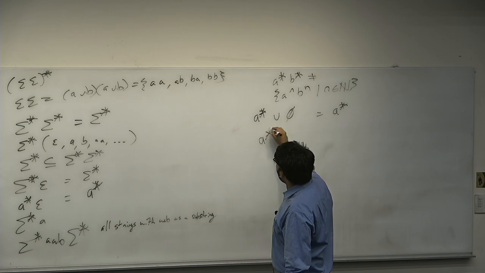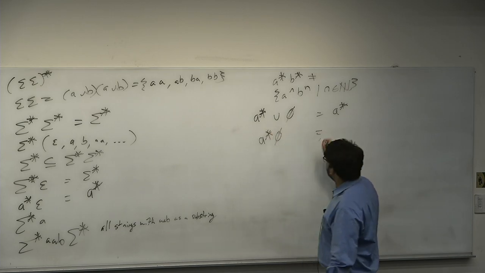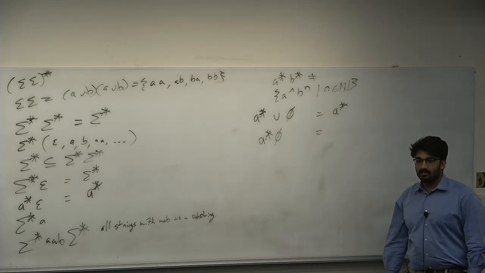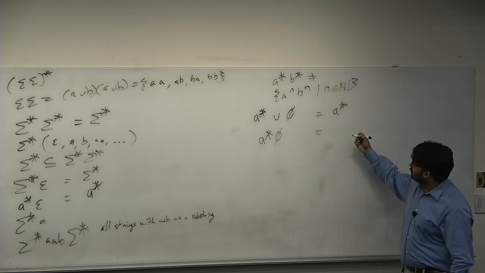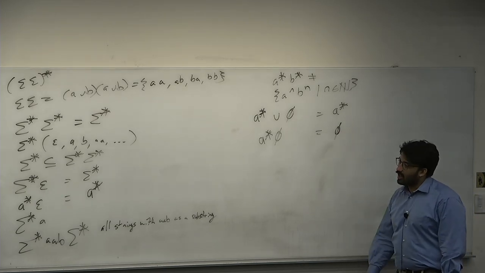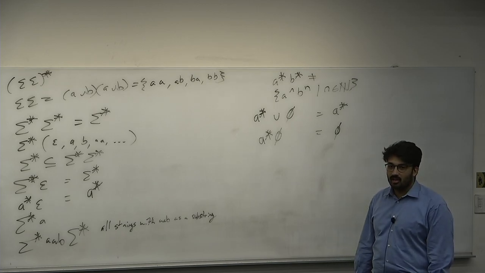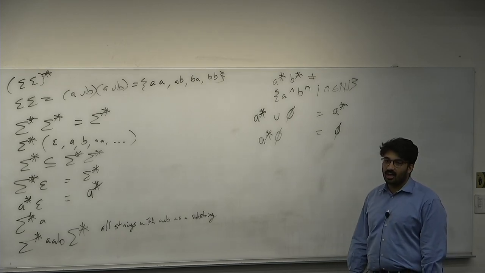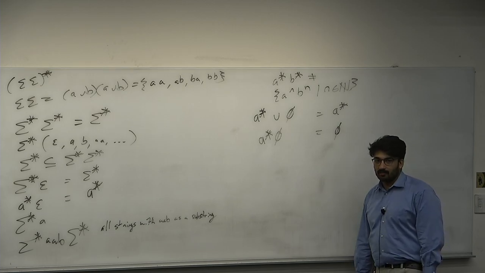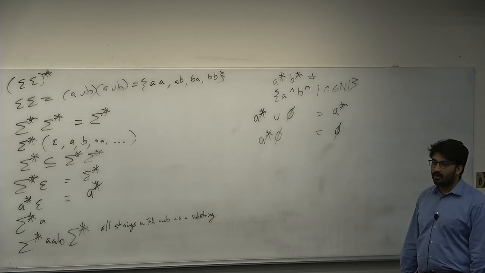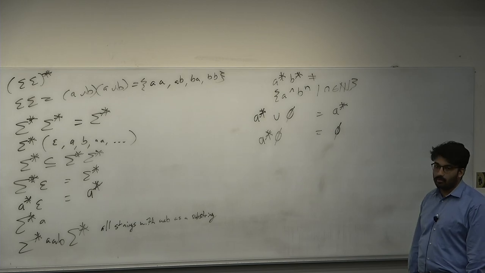A star concatenated with the empty set. The empty set. Vacuously, that is the way concatenation is defined. Vacuously, there are no strings in this. Because there are no strings in the empty set, there's nothing to concatenate with. So you're left with nothing. This is not something I would expect you to know, and it won't come up anywhere, but just know that this is defined.